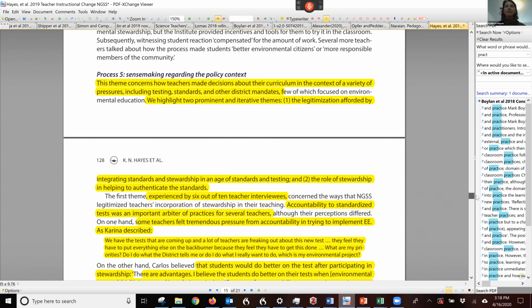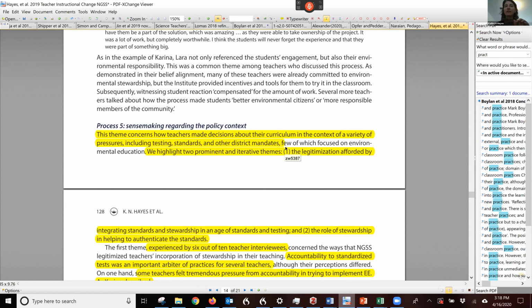So in process 5, there's a definition of the theme at the very top. This theme concerns how teachers made decisions about their curriculum in the context of a variety of pressures. All right, so that's the definition of the theme. Then I am saying there's 2 sub-themes.